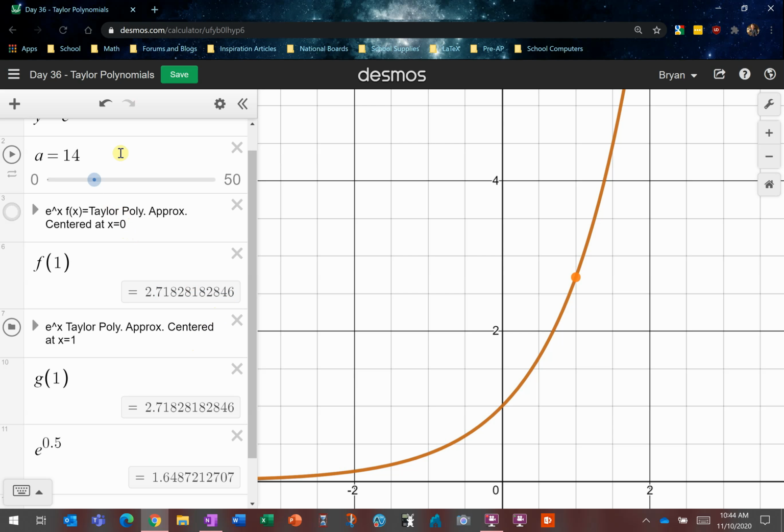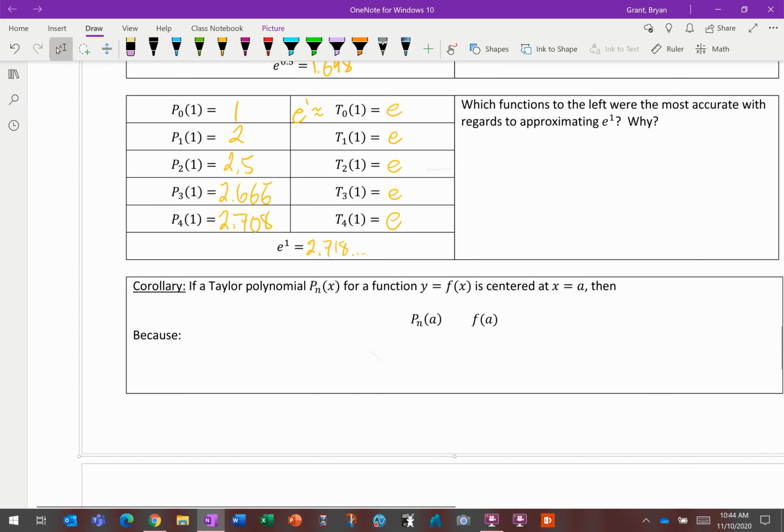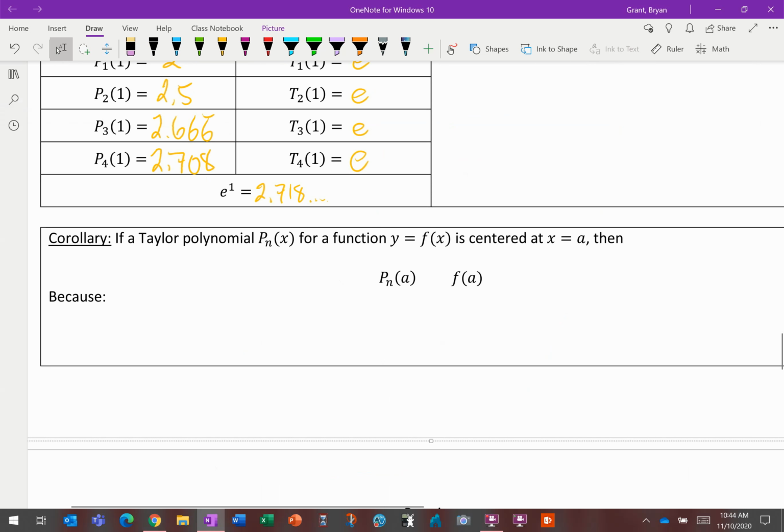So are there better approximations than Taylor polynomials? Certainly. However, do Taylor polynomials work for every type of problem? Generally, yes, which is why we use them. So let's get our conclusion in. I have a quick corollary first.